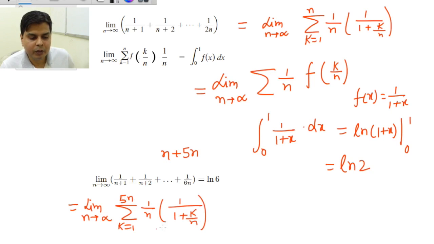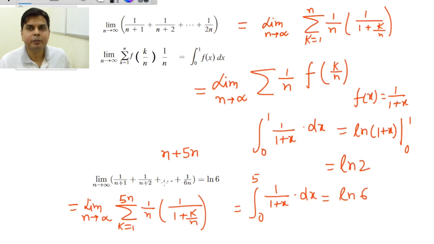Now when you convert this summation into an integral, the lower limit will become 0, and the upper limit, since it is 5n, will become 5n by n, which is 5, and the integrand is 1 by 1 plus x dx. Now you integrate it, you will get ln 1 plus x, put the limit 5, you will get ln 6. So this is a simple use of the integral formula for summation of sums.